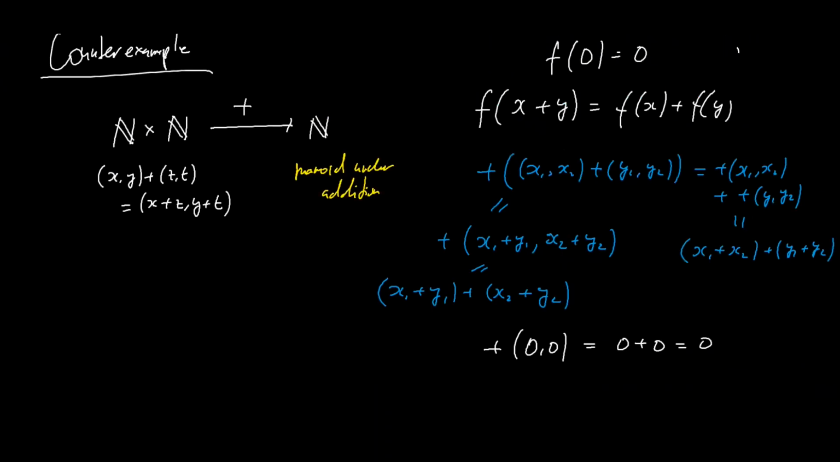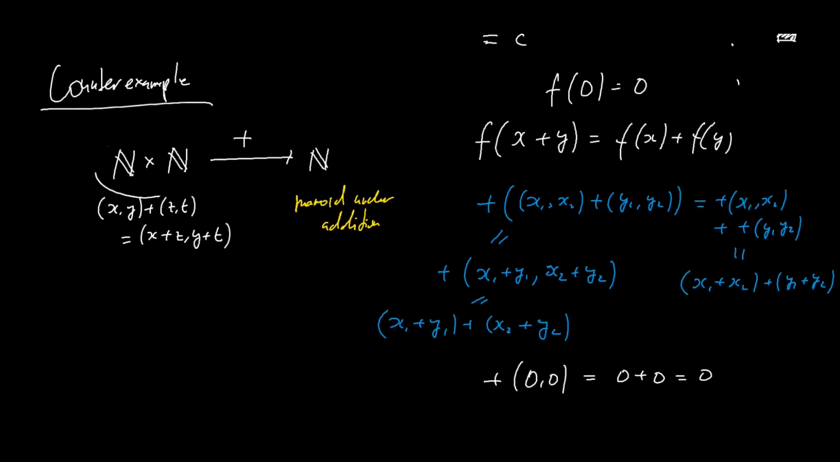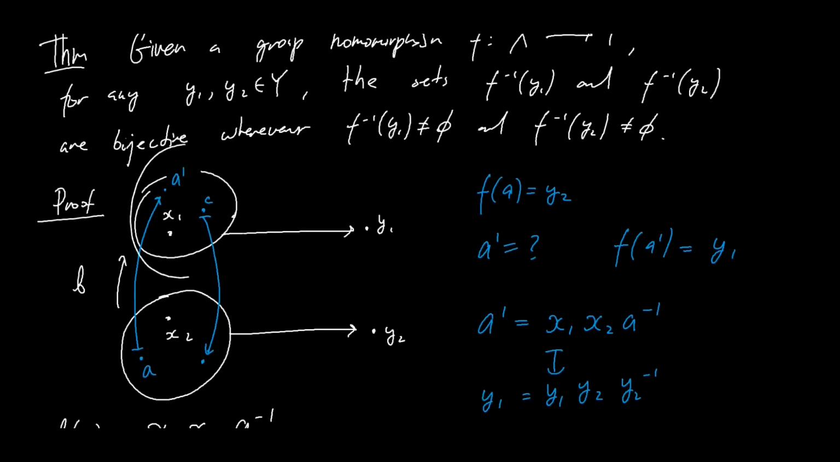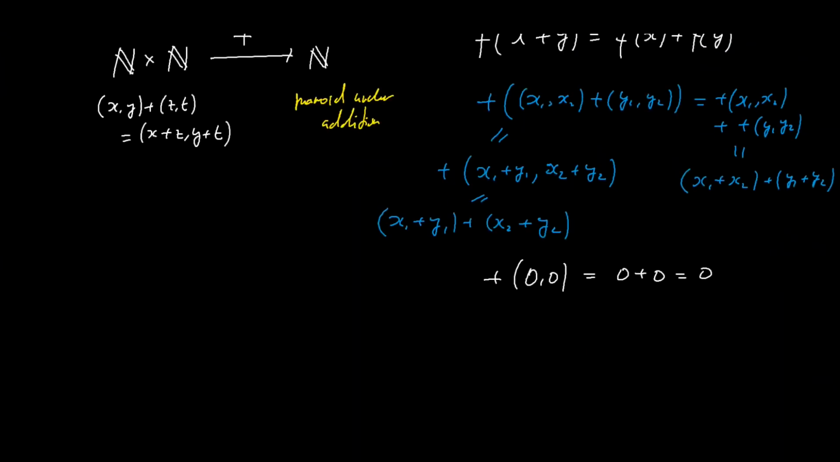Anyhow, so N cross N is not a group. You don't have additive inverses here. But now let's compute what are the sizes of these pre-images. And to do that, we're going to draw axes like this. So our positive axes raised this way.